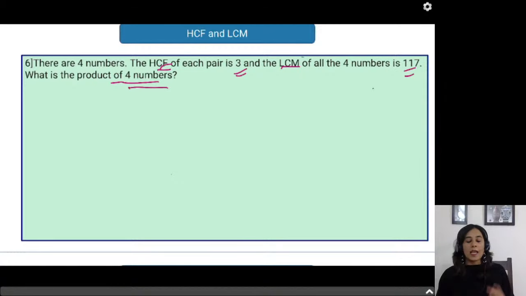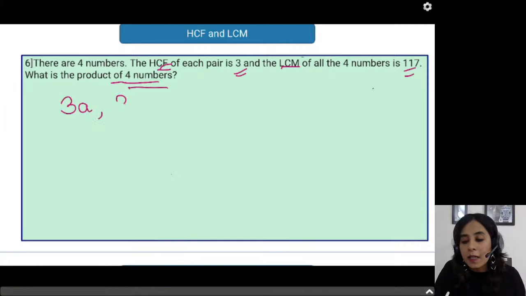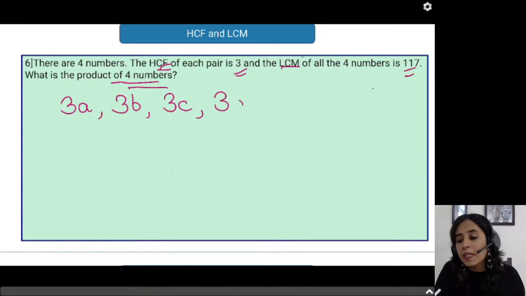So what I was saying is that the HCF is 3, so all the four numbers are going to have 3 as a common divisor. So let the four numbers be 3A, 3B, 3C and 3D. I have these four numbers which are all divisible by 3. Correct? 3A, 3B, 3C and 3D.